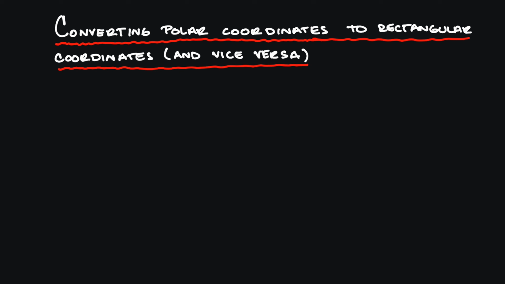Okay, in this video, we're going to learn how to convert polar coordinates to rectangular coordinates and vice versa. We're also going to learn how to convert from rectangular to polar coordinates. Let's start with what tools we need to make the conversion from polar coordinates to rectangular coordinates. For this, we're going to use two formulas that you probably know.